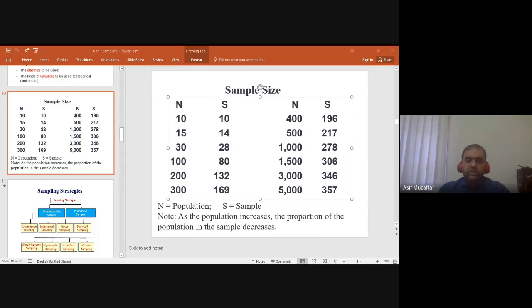Yes, what do you think? No, this is not okay. Why is this not okay? Because your sample has become biased towards female.